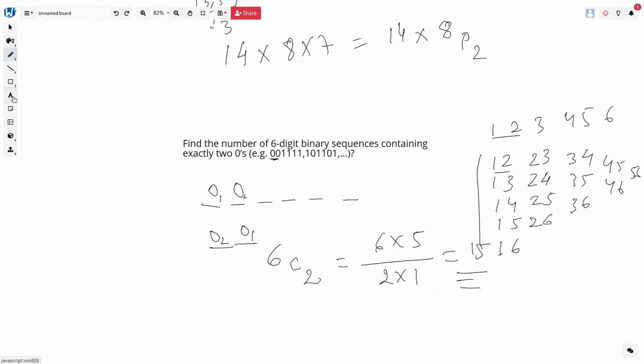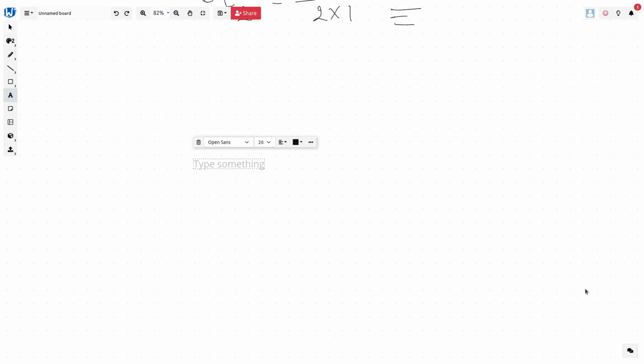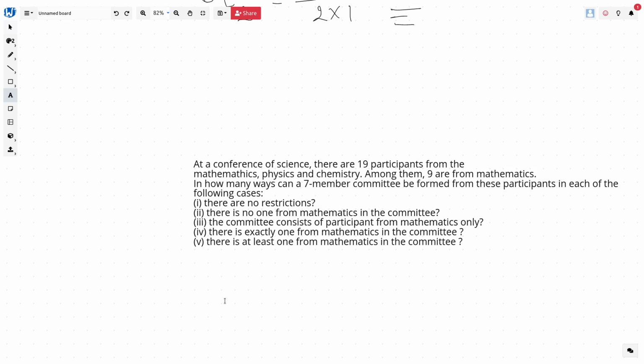Now let's try to check another problem. At a conference of science, there are 19 participants from mathematics, physics and chemistry. Among them 9 are from mathematics. In how many ways can a 7-member committee be formed from these participants in each of the following cases? First, there are no restrictions.